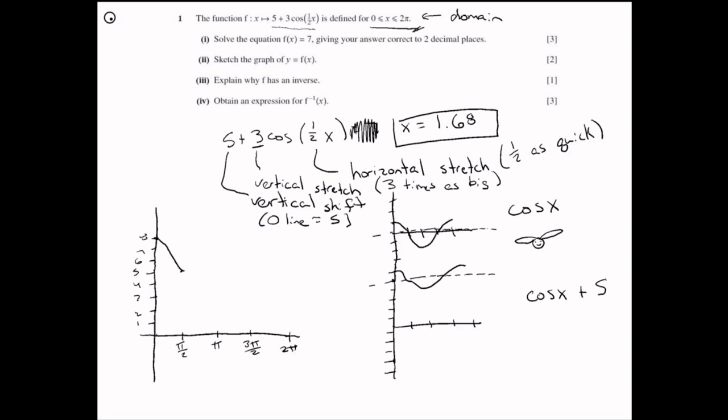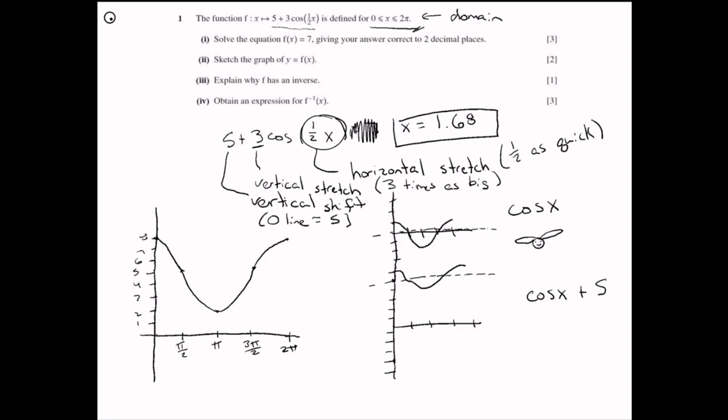And since we have 3 as our height, we also need to go 3 down for our lowest point, so 5 minus 3 is 2. We'd go down to around right there. And then we would go up to the 5 again. And then we go back up to 8. But that's not all, because we actually still need to make this 1/2 as quick.